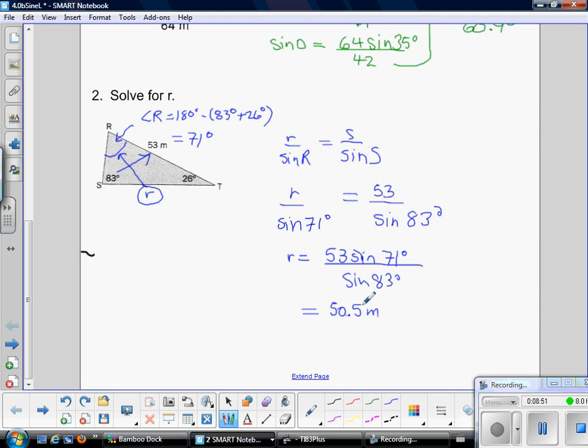Okay, so that gives you a review of the sine law. Next comes the cosine law.